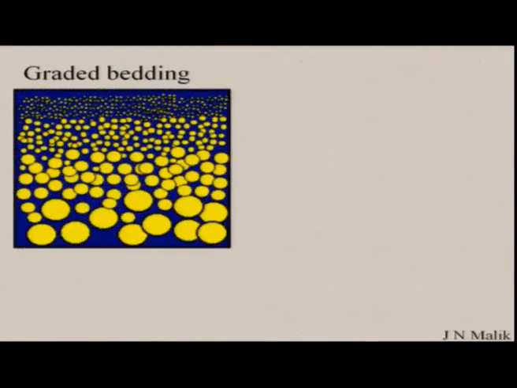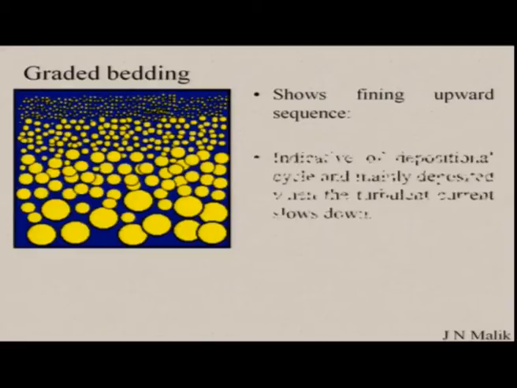In graded bedding, we will have the coarser deposits at the bottom and then finer deposits at the top, which is what we call a fining upward sequence. This again indicates the deposition was fast, or within high energy conditions, and slowly it reduced or lost its turbulence. When deposition started it was turbulent and then slowed down, so the grain size varies from bottom to top.